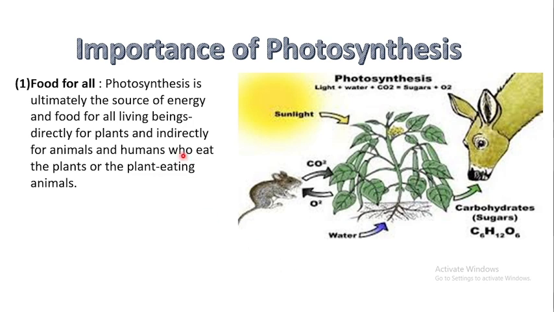We all know. First, it is food for all. So photosynthesis is ultimately the source of energy and food for all living beings, directly for plants and indirectly for animals and humans who eat the plants or the plant eating animals. So directly it is a source for the plant itself, but for us and for other animals it is the indirect source of food.